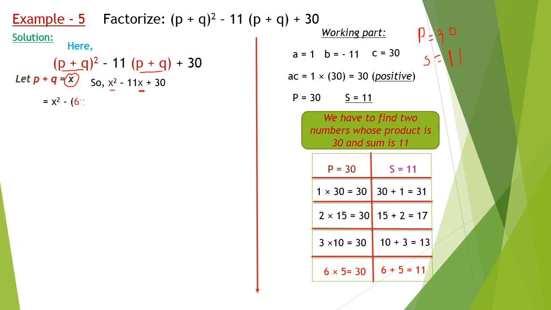So we go back to the solution part and we have to write 6x plus 5x instead of 11x. There is a minus sign, so you have to be careful. X square minus 6x minus 5x. What it does is minus into plus is always minus, isn't it? So this plus sign changes to minus.